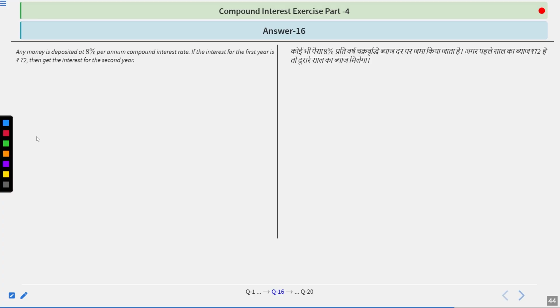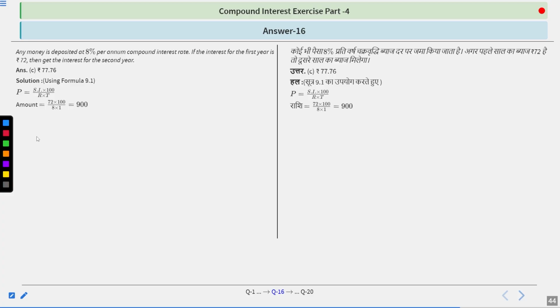So any money is deposited, rate of interest is 8%. And if the interest for the first year is given, that is rupees 72, we have to find the interest for the second year. Answer to this question is option C, rupees 77.76, and we are using formula 9.1 to solve this question. From formula 9.1, the value of P is going to be SI into 100 upon R into T. Therefore, amount is equal to 72 into 100 upon 8 into 1, that is 900. So amount for second year is going to be 900 plus 72, because it was given that the interest for the first year is 72.